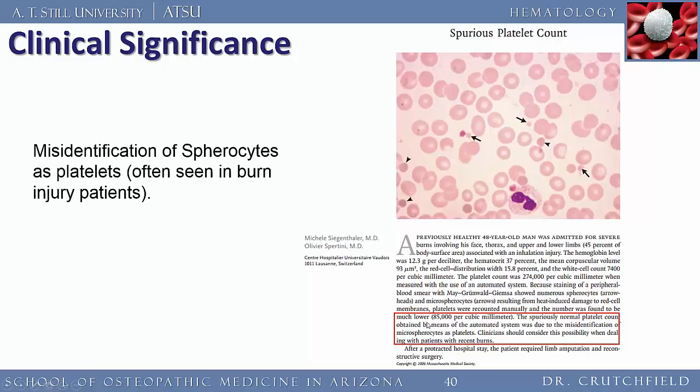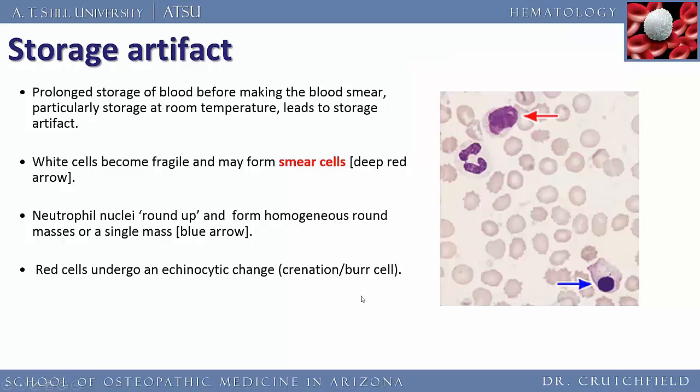So they're saying that this 85,000 is normal. I will tell you that that is low normal. And so if it didn't count these spherocytes as platelets, your number would have been even lower, which is a bad thing. So here's what happens when we store red blood cells.